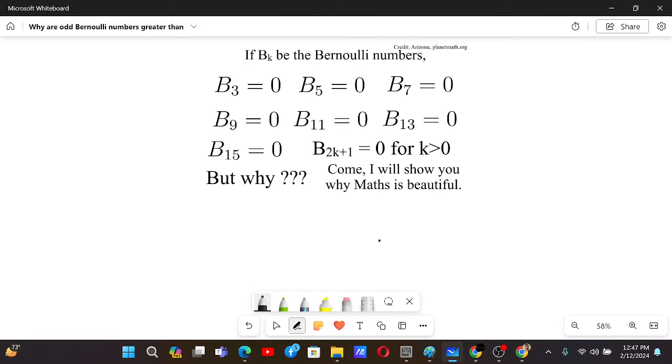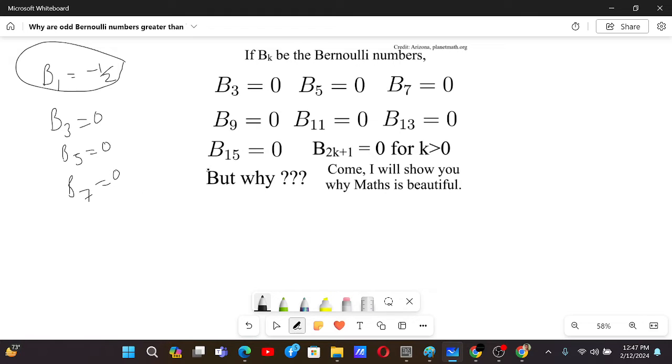Why are odd Bernoulli numbers for k greater than 1 zero? So basically B of 1 is minus 1 by 2, so this one is not 0, but all other odd Bernoulli numbers are actually 0. So in this video let's try to prove this fact.